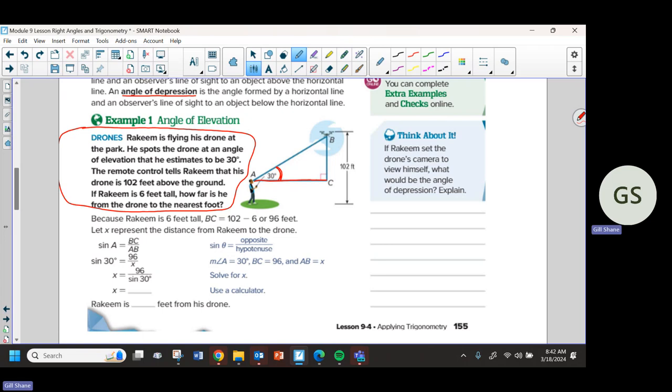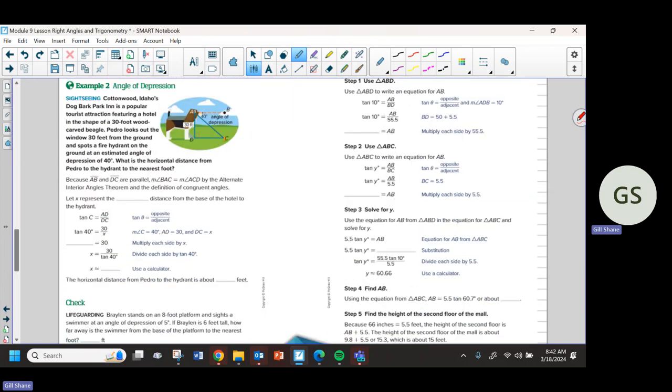Angle of depression is just the opposite. If I were standing up on a mountain looking straight ahead, that would be my line of sight. And then if I look down onto the ground, that would be angle of depression. It's just from the parallel line. Now I draw a line going down. Again, from a parallel line drawing up, angle of elevation; from a parallel line looking down, that's angle of depression. We'll do it.